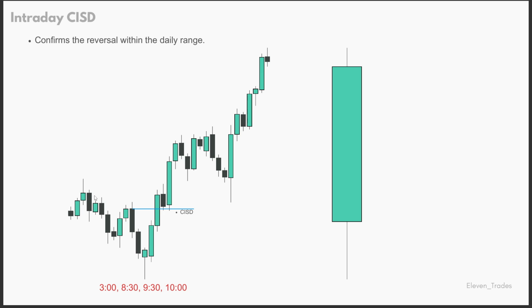We open up, created the low of the day around 3 a.m., 8:30, 9:30, or 10 a.m. Then a closure above the series of down close candles, and that is our change in the state of delivery in the expansion to the upside.